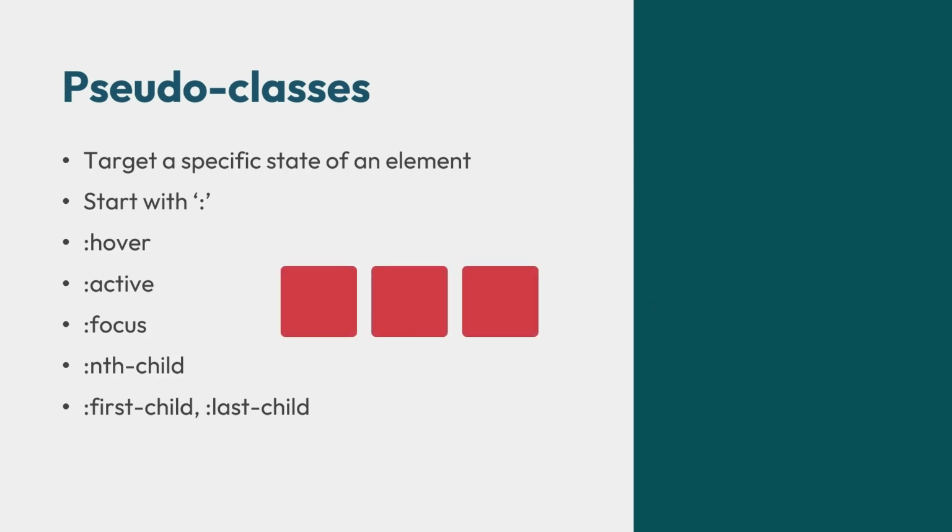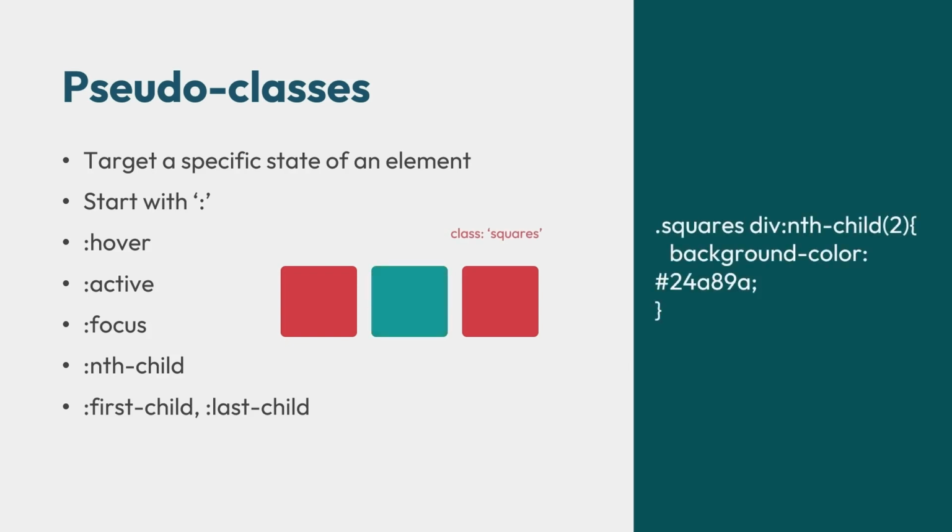We also have something called nth childs. For example, I have 3 boxes here with a class called squares. And if I want to change the color of one child, let's say, which can be the first, third, second, it can be fifth, or whichever element within this class, I can simply use nth child, like you can see on the right, and then change the property, and it will apply that change only to that particular element.